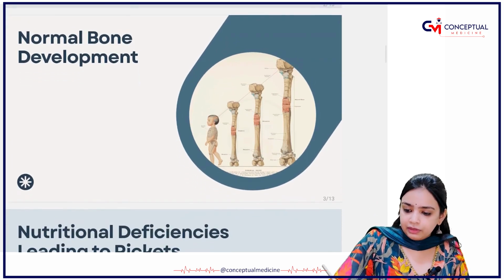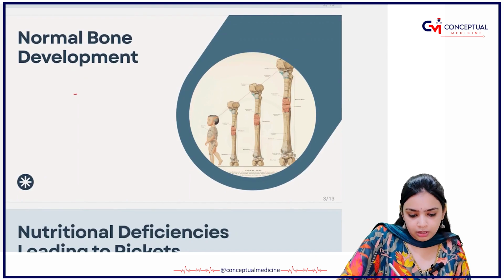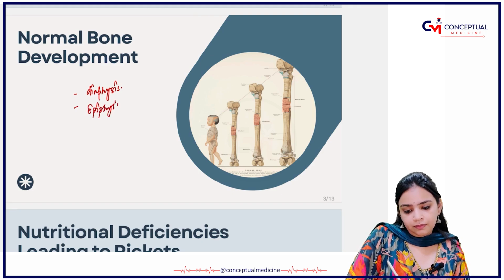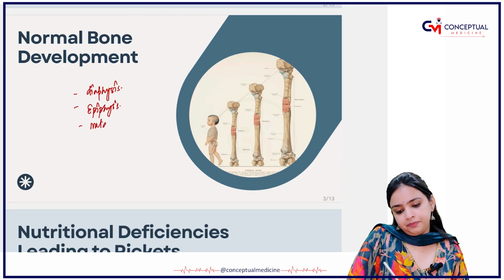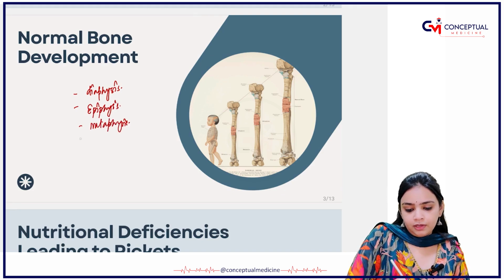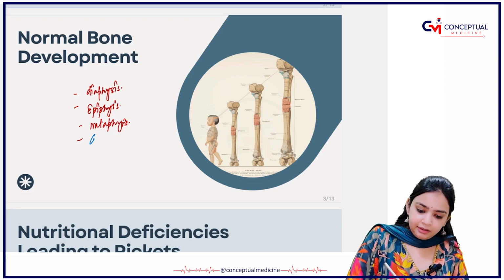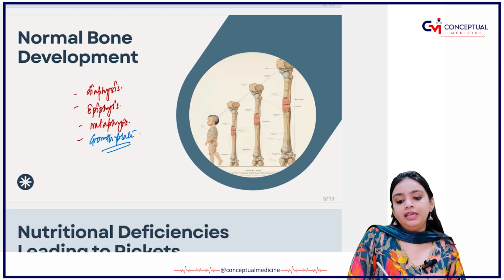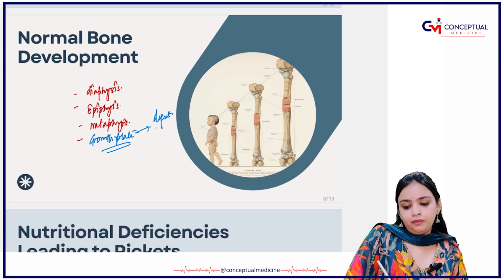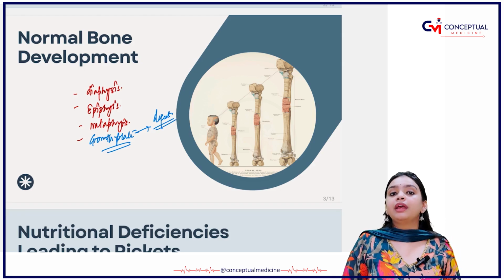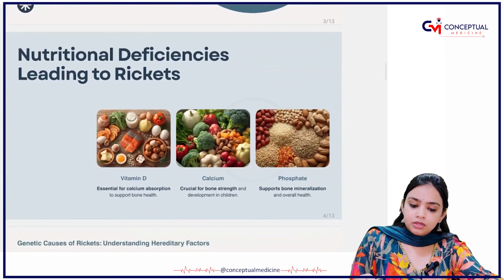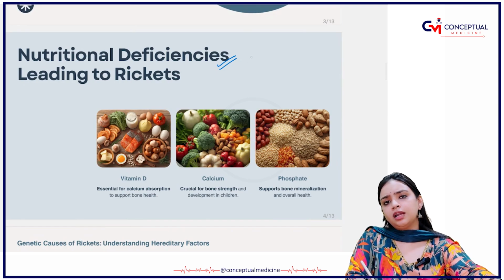How does the normal bone develop? I hope you know something called a diaphysis. Then you have the epiphysis, metaphysis, and you have a growth plate. So when there is a defect in your growth plate, you are able to appreciate this kind of defect in children, right?